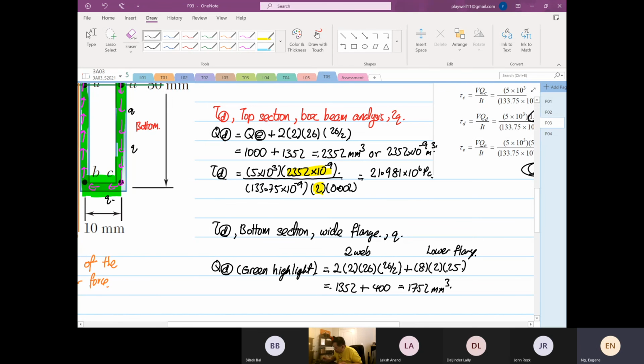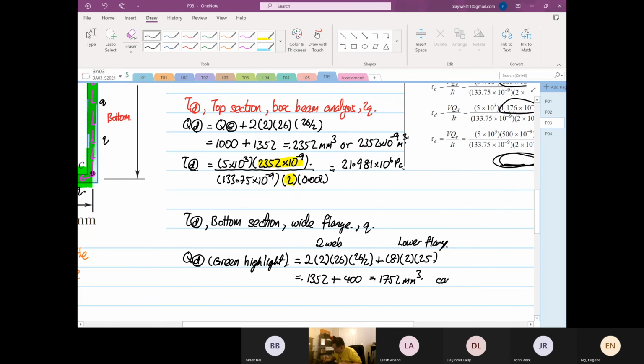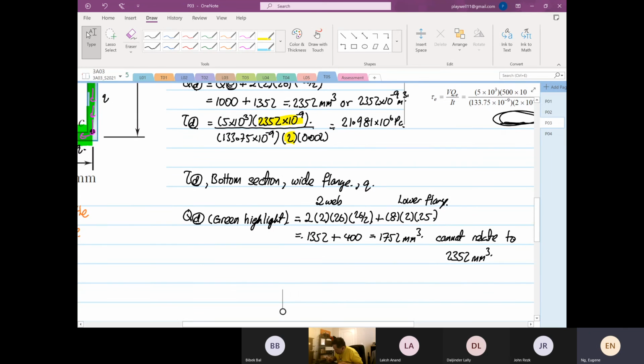Now, 1752 is not relatable. Cannot relate to what? 2352. It can't. So the valid answer should be 2352 divided by 2, which is 1176. And 1752 is wrong. Why is 1176 correct?